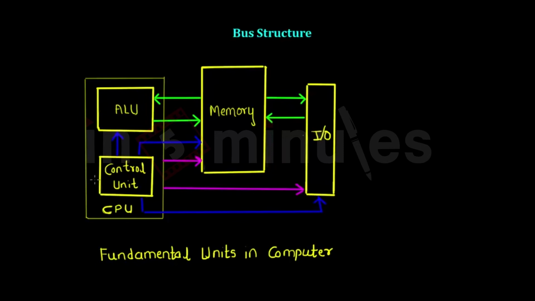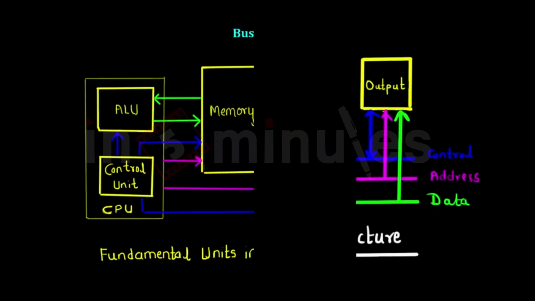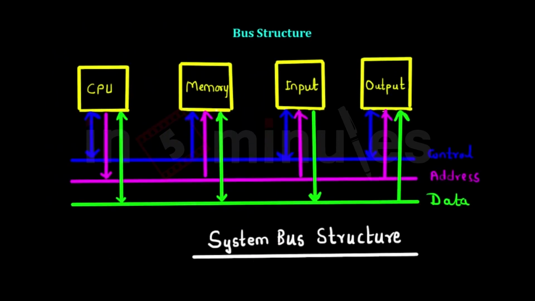Now let's look at a more appropriate configuration of this system. This is another representation of the bus structure present in the computer. We have CPU, memory, and input and output devices. So this is nothing but a system bus structure. It consists of control, address and data bus. Each unit is individually connected to each bus. The connection can be bidirectional or unidirectional depending on the functional unit and its function. For example, the address lines for memory and input-output devices are always unidirectional, because the address is only given to that unit.